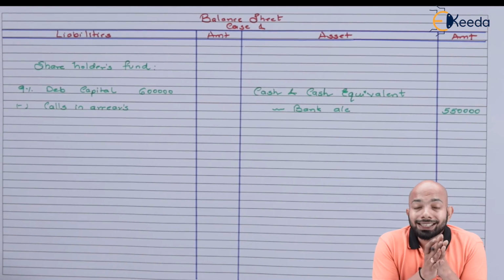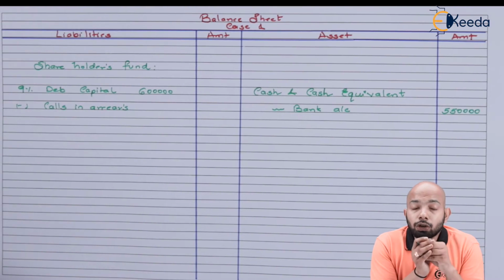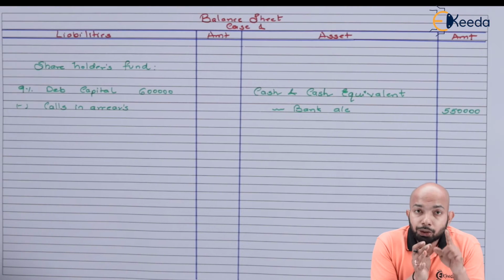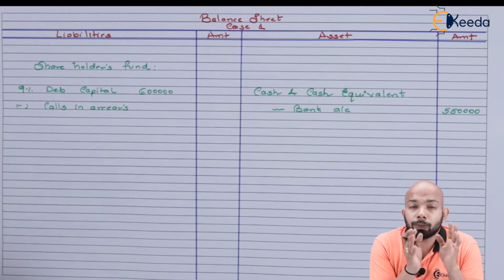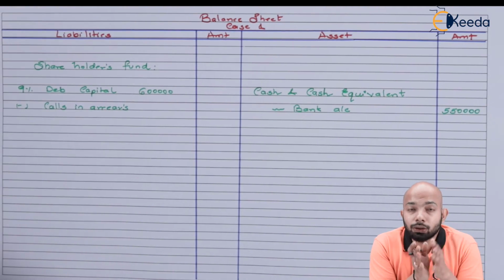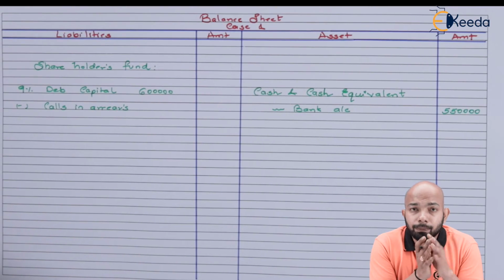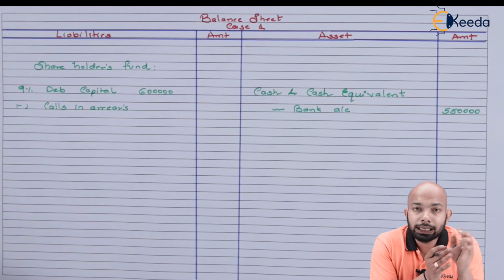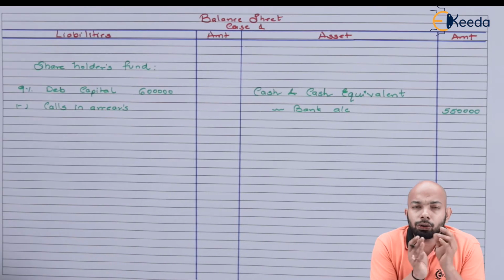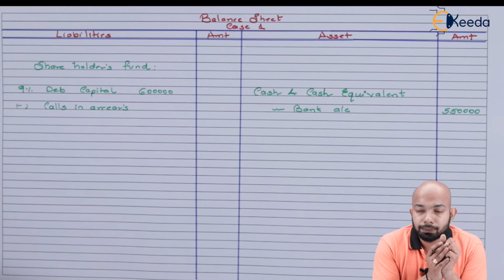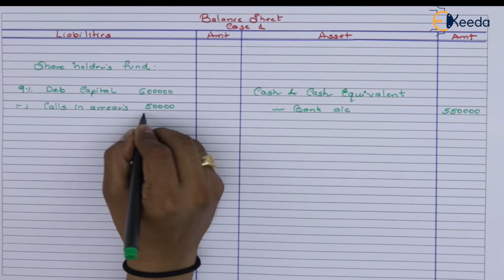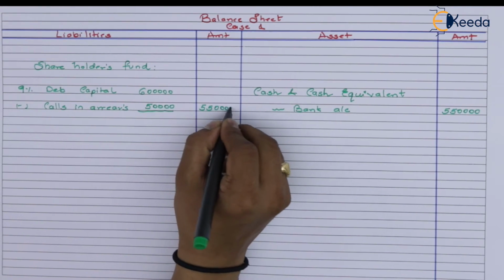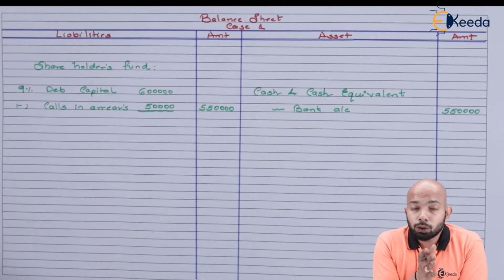Now, the total calls in arrears that we have here is 30,000 of allotment calls in arrears. Make sure you don't take that adjustment amount because that has already been adjusted. So it is not supposed to be taken care of here. Only the calls in arrears have to be taken care of, which is 30,000 in allotment money and 20,000 in final call. Total of 50,000 is the calls in arrears. So on the liability side also we have a total of 5,50,000. So that is the final tally of the balance sheet here.